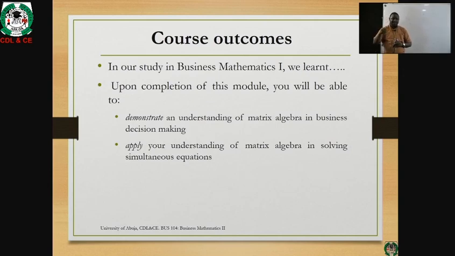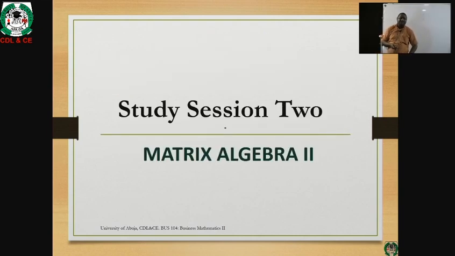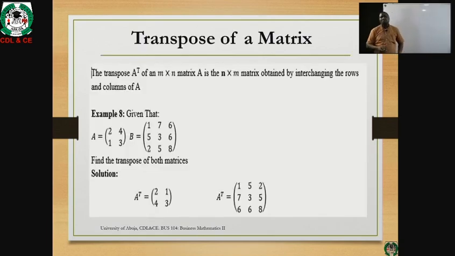You remember the previous example in our last class, JKL, LJKL, Abby? That's the typical exam question you should be expecting from us. But in this study session, we would like you to demonstrate the understanding of matrix algebra in business decision making, and similarly apply your knowledge and understanding in solving simultaneous equations, which is the last thing we'll be doing subsequently. If you look at the title of this session, study session 2, it's matrix algebra 2, meaning that we are continuing from where we stopped.